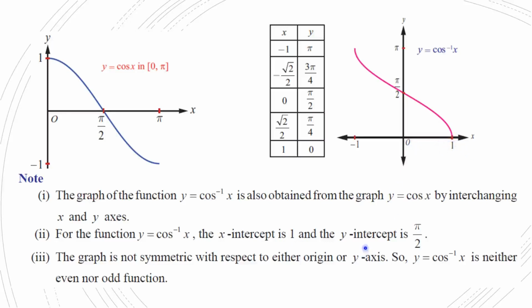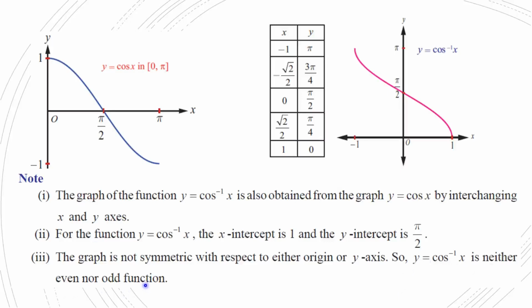Like that, y-intercept means the distance between the origin to the point on the y-axis. Here what is the point on the y-axis? Pi by 2. So the y-intercept is pi by 2. The third point is the graph is not symmetric with respect to either origin or y-axis. So இந்த graph வந்து origin-ஓ இல்ல வந்து y-axis-க்கோ எதுக்குமே symmetric-ஆ இல்ல. So y equal to cos inverse of x is neither even nor odd function.